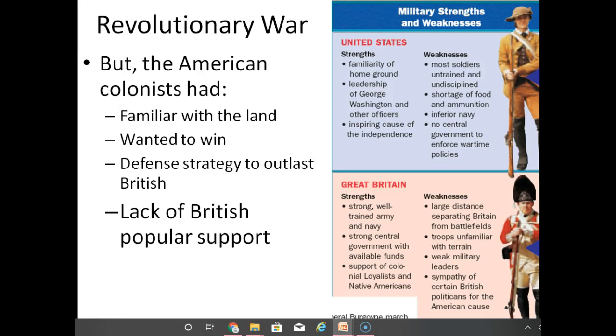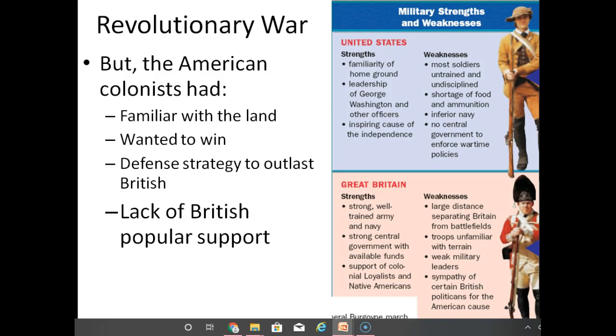However, the Americans had their own set of advantages when the Revolutionary War began. First, they were familiar with the land, so they understood what the land was like, how to maneuver, how to best get around, how to best deliver supplies. They also really wanted to win. They were motivated, they were fighting for themselves, they really, really wanted to win. Third, they were fighting defense.